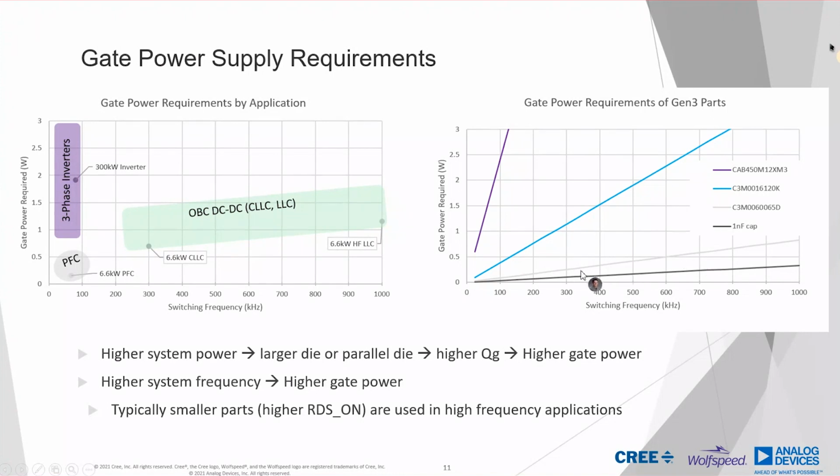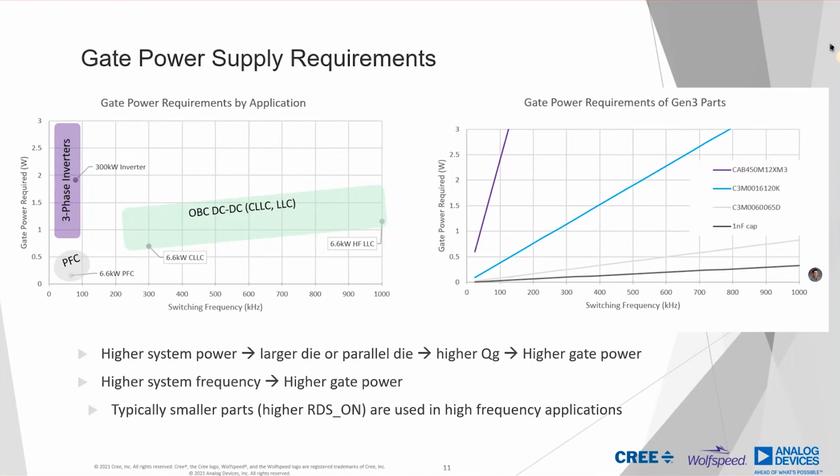If you drop down to this gray line here, that's a more manageable size 60 milliohm part. So it's a smaller die than the 16 milliohm, and therefore you can see that it can easily go out to very high frequencies without the gate power going up substantially. And then just as a reference, there's that 1 nanofarad cap that I said we often recommend putting on the gate to get a feel for how much power that requires.